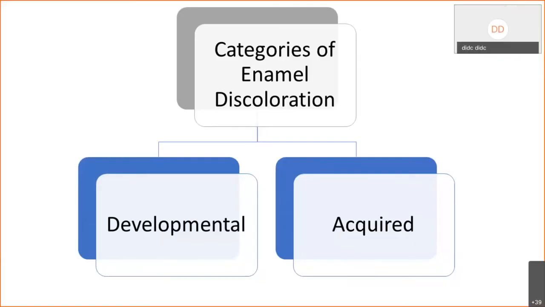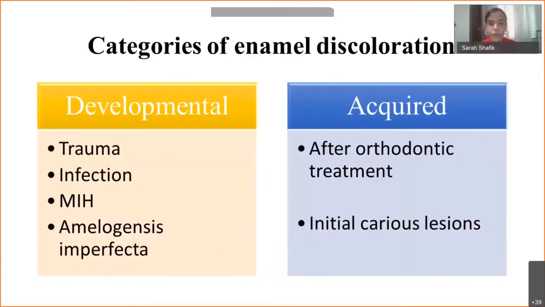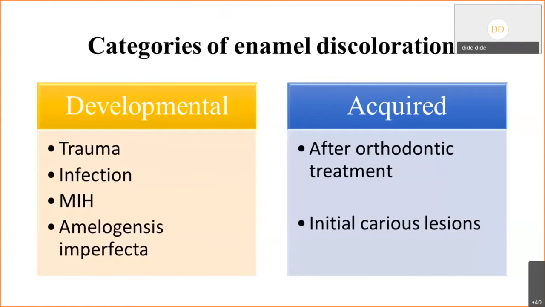It's either, as I said before, developmental or acquired. The developmental defects are like the ones due to trauma, infection, molar incisor hypocalcification or amelogenesis imperfecta. And as we said before, they are very common. Or acquired due to dental decay as an initial caries lesion, or due to orthodontic treatment. So it's very common to see white spot lesions after removing the brackets for children. Usually we notice the white spot lesion, so this is a type of the acquired ones.